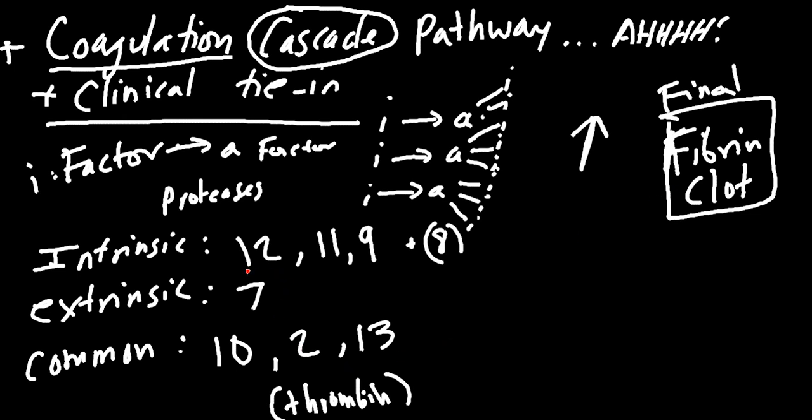So we're going to deal with the intrinsic pathway, which is going to deal with factors 12, 11, and 9. Remember, factors are simply proteases. Factors are going to act as proteases for downstream events. Keep that in mind. So now let's see if we can dive into the deep water. We're not going to drown. I'm going to teach you how to swim in this coagulation cascade. And to start, we're going to start with the intrinsic pathway.